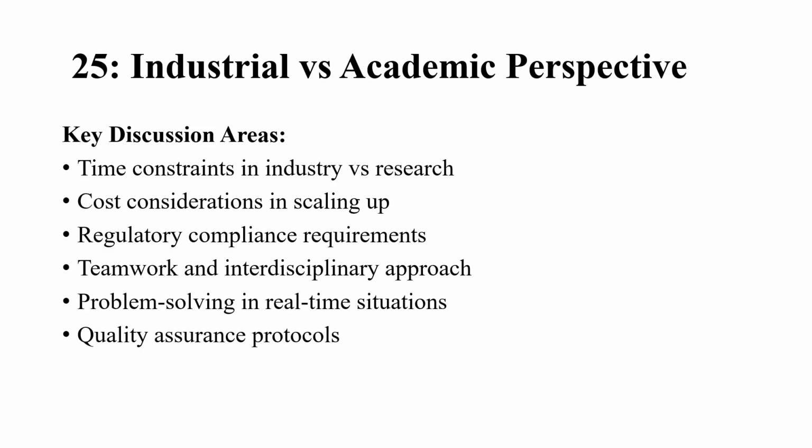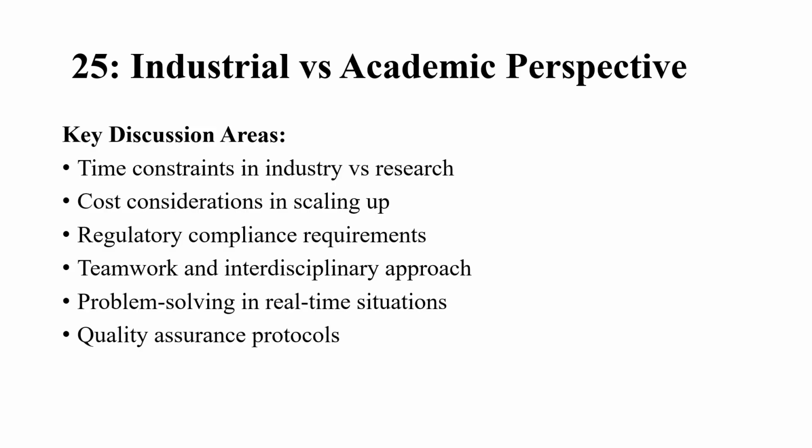Then another factor you can add is how industries work differently from the academic perspective. The parameters could be the time constraint in which the industry is working compared to research in academic institutions, cost considerations in scaling up, and the regulatory compliances those industries have to follow to give a good output. Then what kind of teamwork and interdisciplinary approach is deployed so that those industries give a better output.